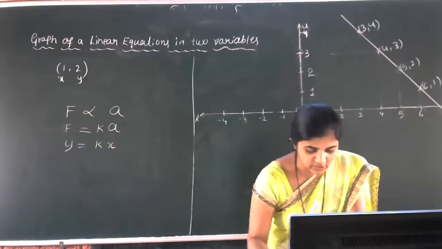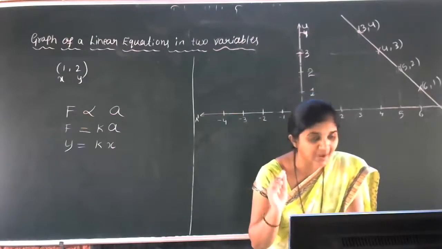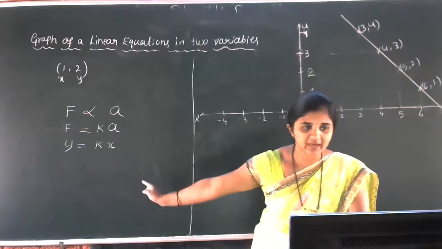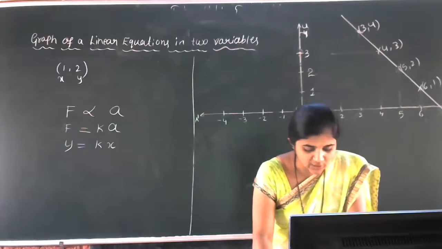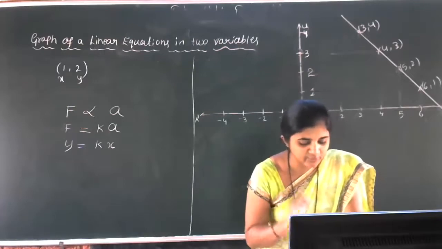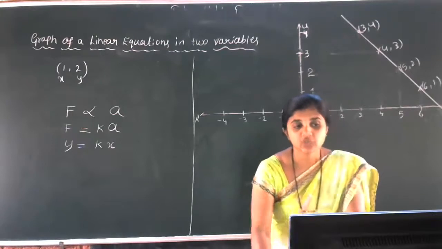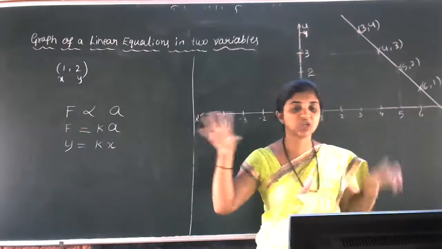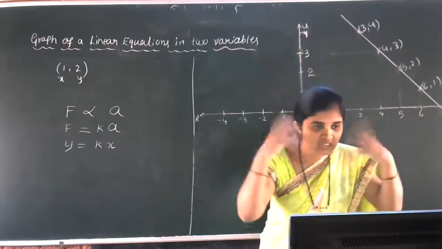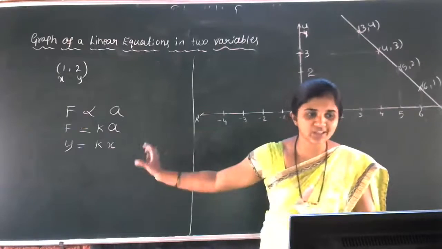From ratio and proportion you can express this fact as y is equal to kx, where k is a constant. From your study of science, you know that k is actually the mass of the body. Just recall your science topic. But we need only the final equation.